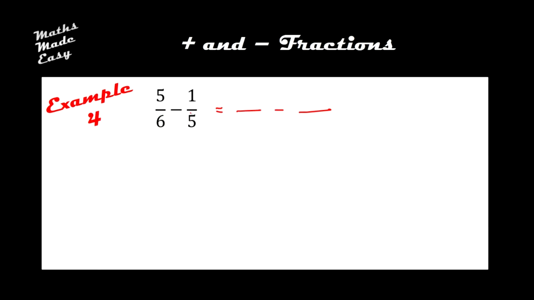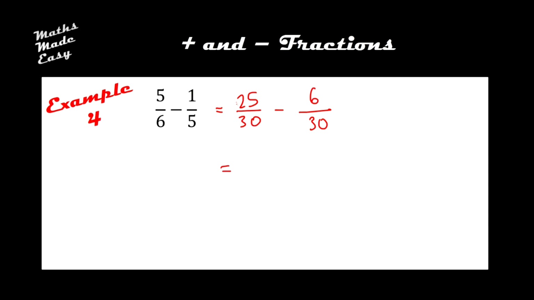So think of the 6 and 5 times table, and the lowest common multiple of those is 30. So how do I get from 6 to 30? I times 5, so 5 times 5, 25. How do I get from 5 to 30? Times 6, so 1 times 6, 6.